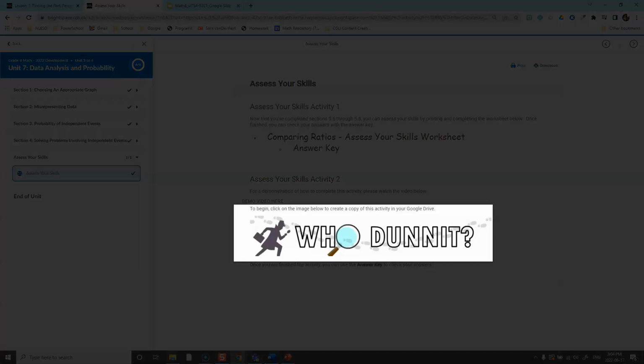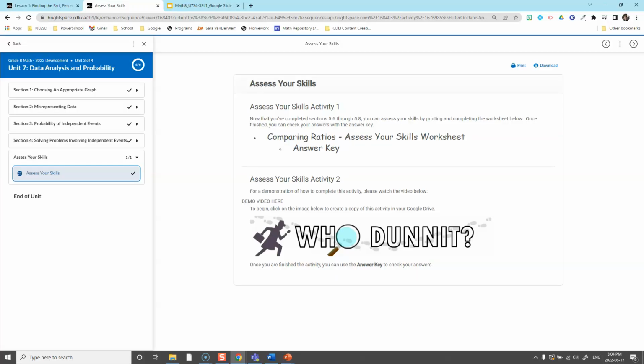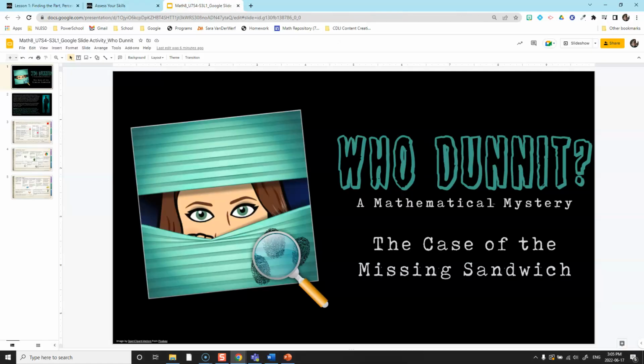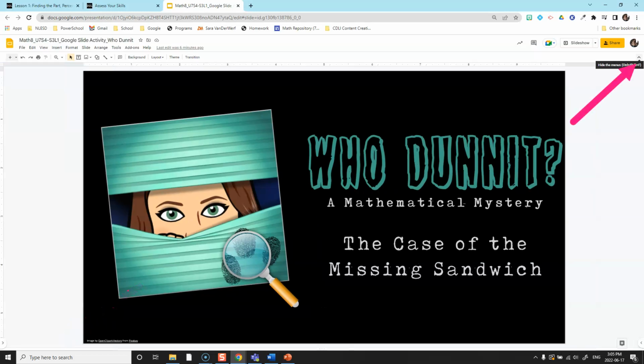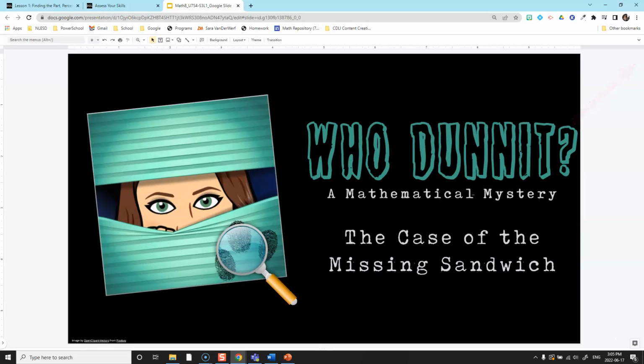And once you click this banner, you'll be asked to create a copy in your drive. When you open this activity, this is the screen that you will see. You'll want to click on this arrow down here on the left to maximize your screen, and you can also click on this arrow up here on the top. So this is the Whodunit activity, the case of the missing sandwich.